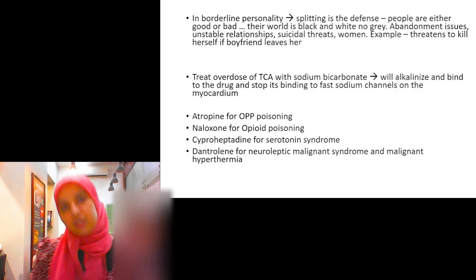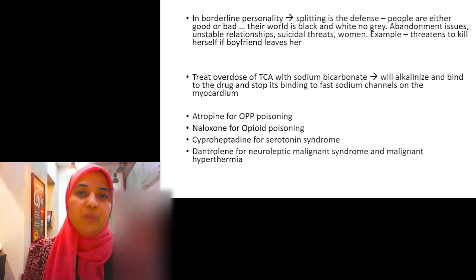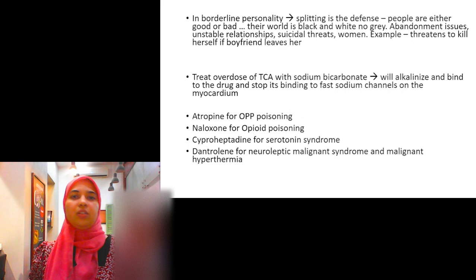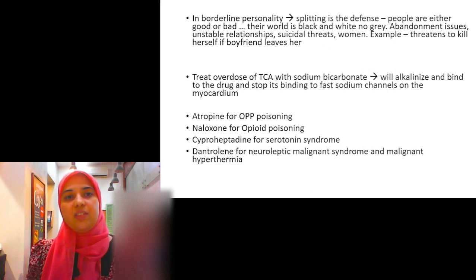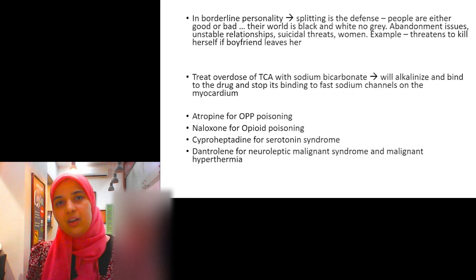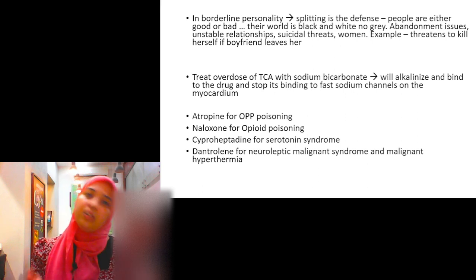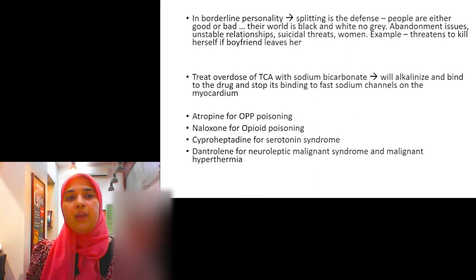In borderline personality, okay? Borderline personality, the defense that they use is splitting. They do not see the world as gray areas. You're either black or white. You're either good or bad. That is the defense that they use, people who have borderline personality disorder. For example, all doctors are really great, all nurses are terrible. That's one example. They also have severe abandonment issues, unstable relationships.